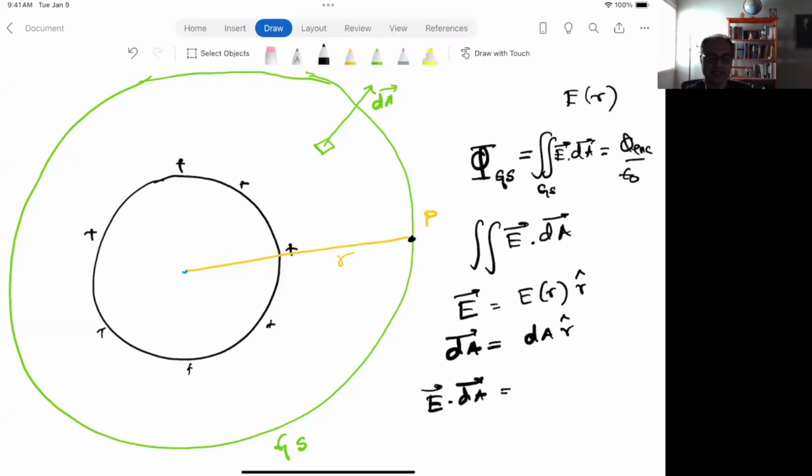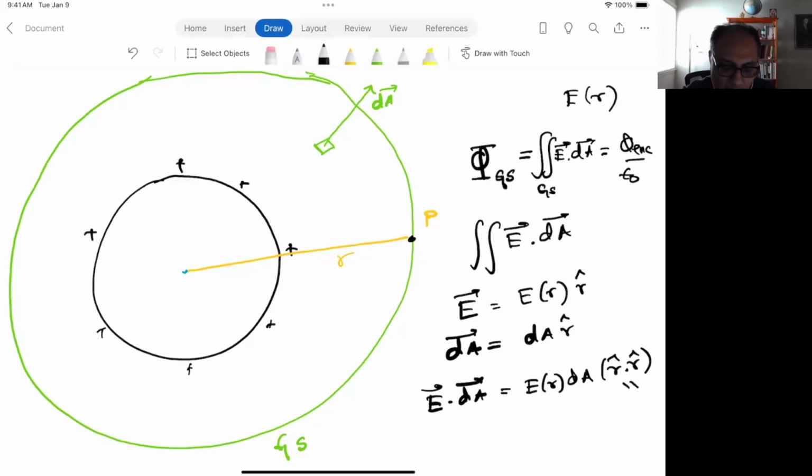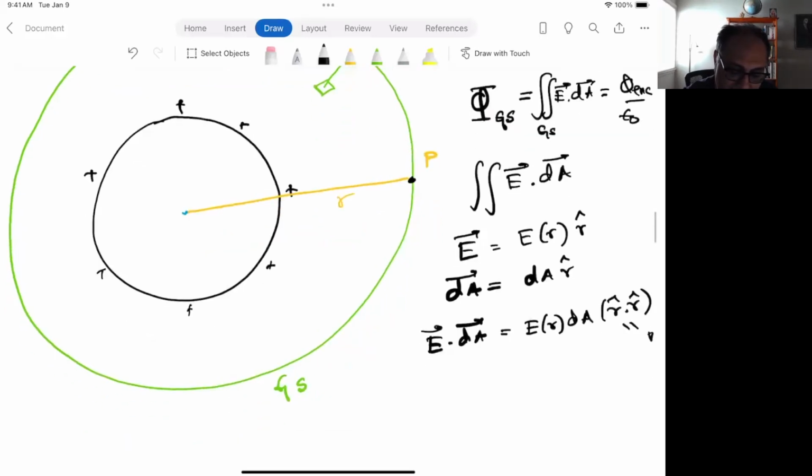So we did this yesterday as well. The scalar stuff just goes for a ride. So you have E of R dA. This is just the scalar stuff. And the dot product is between R hat and R hat. So what is R hat dot R hat? We did this yesterday. It's just 1. So this is just 1. And so E dot dA just becomes E of R dA, right? And that is what we need to calculate the surface integral over.